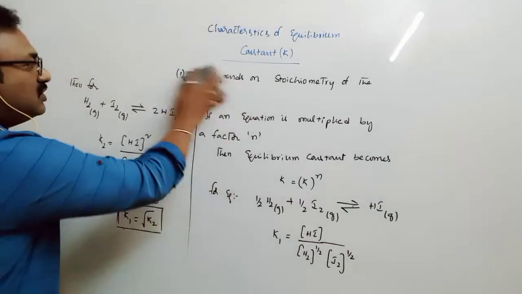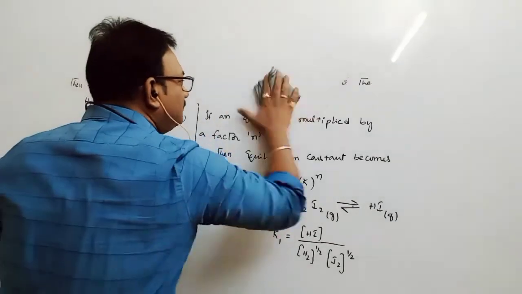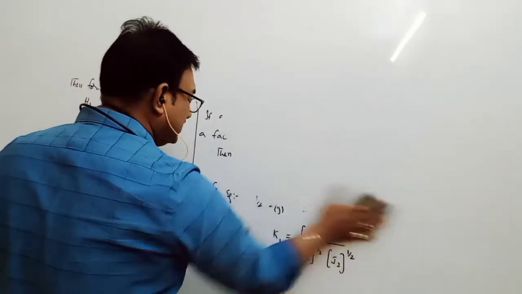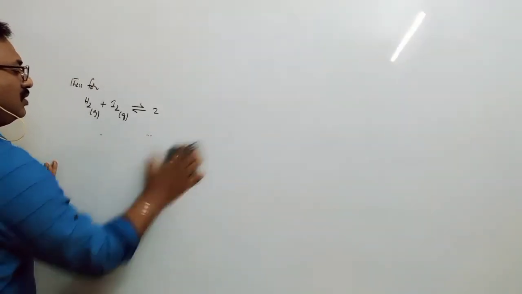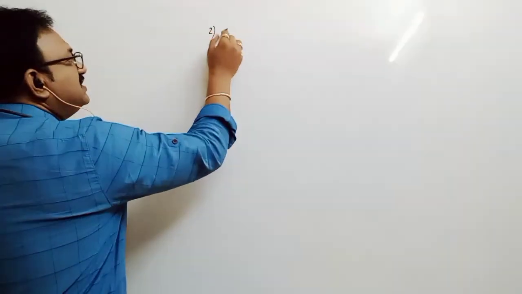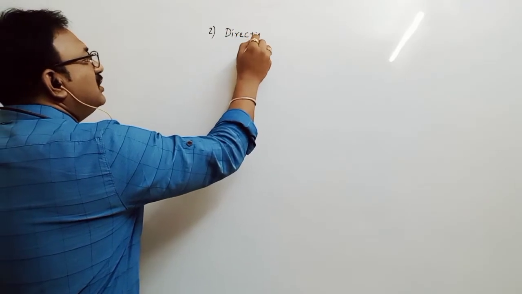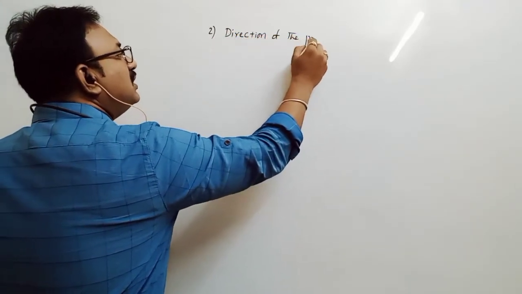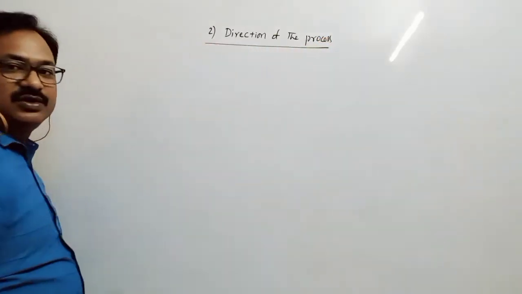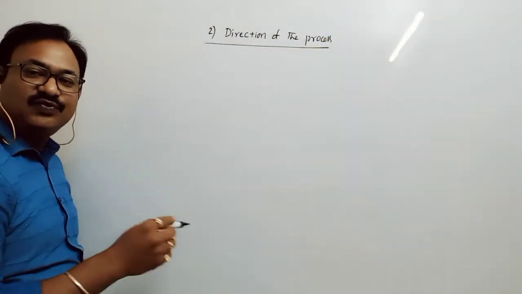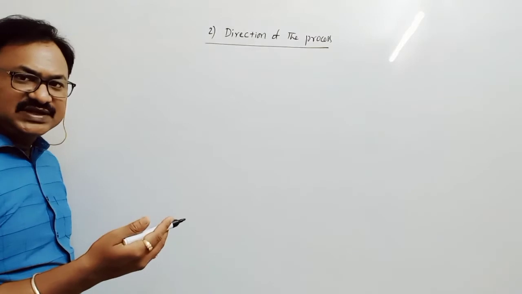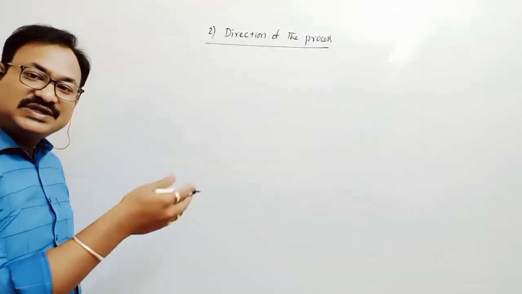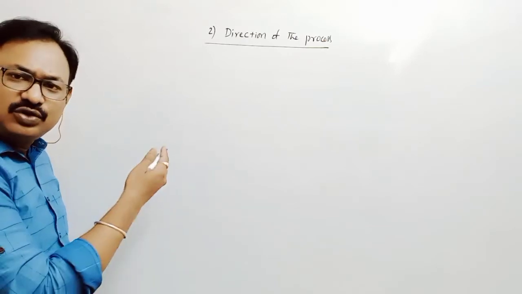Okay, now let me go through the second factor, that is the direction of the process. Let me go through this point in detail. How will direction influence the process? Listen, when the reaction is reversed, we have to take the reciprocal of the original equilibrium constant. So better to go through an example.